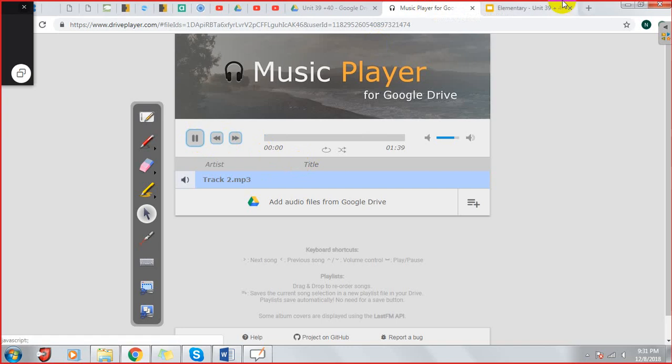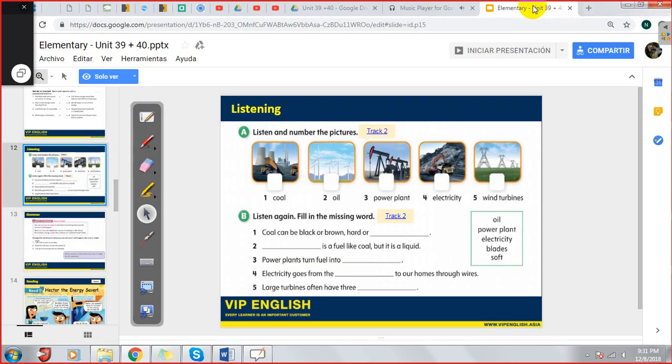Here we go. Yeah. Page 94. Listening. A. Listen and number the pictures. 1, There are many different types of coal. Coal can be black or brown, hard or soft. We take it from the ground and use it as fuel in power plants. People use coal all over the world.